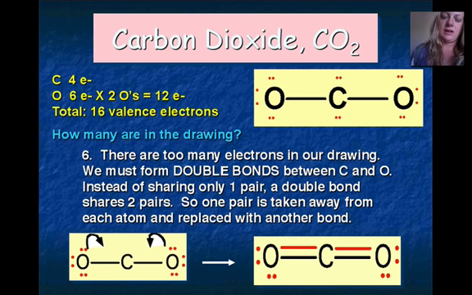That way, we still can account for the electrons around our elements, but now we don't exceed the electrons that we came up with in our total, because you can't have extra electrons coming from nowhere. You always have to make sure that your electrons add up.